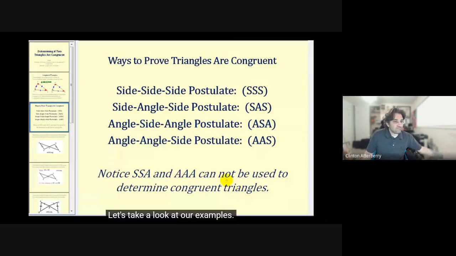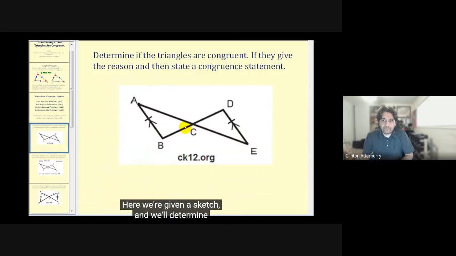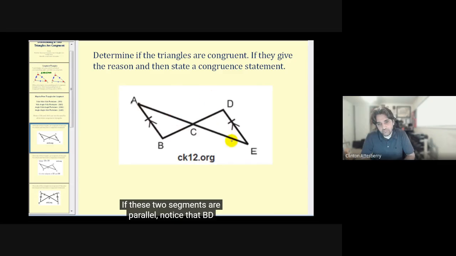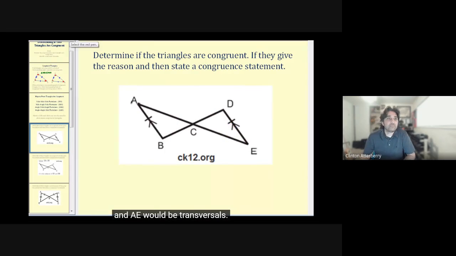So let's take a look at our examples. Here we're given a sketch and we want to determine if the triangles are congruent, and if they are, give the reason and then state a congruence statement. Notice that we're given that segment AB is congruent to segment DE, and they're also parallel. If these two segments are parallel, then BD and AE would be transversals, and therefore the alternate interior angles would have to be congruent. So angle A is congruent to angle E, and angle B is congruent to angle D.